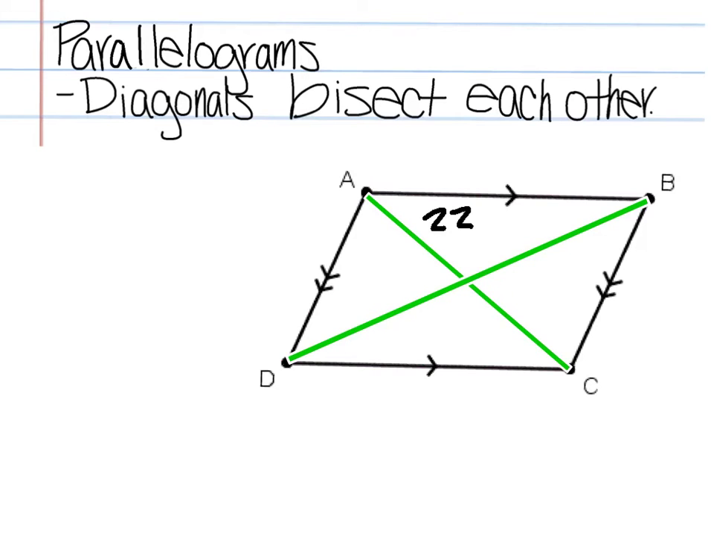So that means if from A to the center, which we'll call the center E, if from A to E is 22, then what is AC? We'll multiply it by 2 because AE is going to be half of AC. Remember, DB bisects AC. It cuts it right down the middle. So if AE is 22, then that means EC will also be 22. So AC total will be 44.